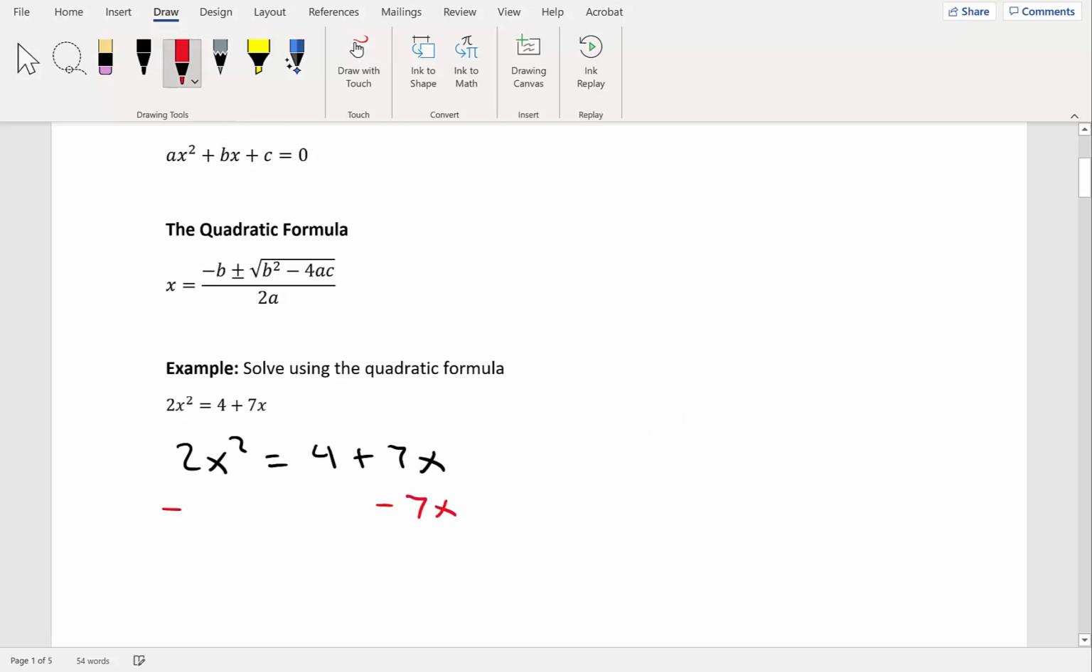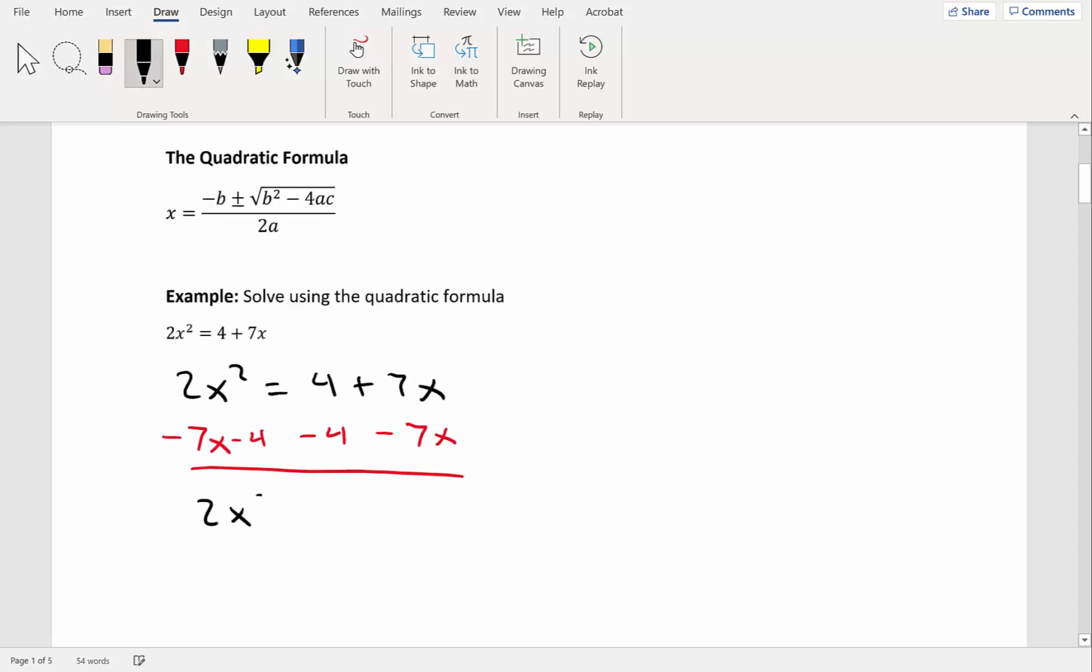So first, I could subtract 7x and subtract 4 from both sides in order to get one side to be equal to 0. So now I have 2x squared minus 7x minus 4 is equal to 0. So now I have it in standard form, which means I could use my quadratic formula to solve this equation. So let's identify our a, b, and c. Our a is the coefficient of x squared, which is 2. Our b is the coefficient of x, which is negative 7. And then our c is the constant term, which is negative 4.